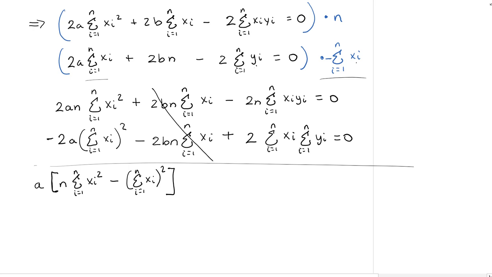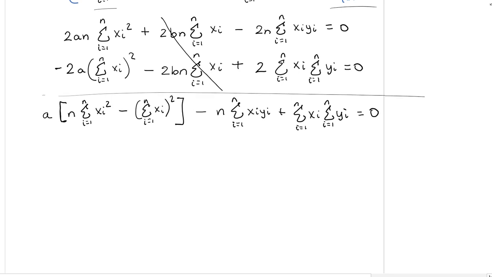And we are left with minus n summation of the product of x's and y's plus the product of the sums. And that's going to equal 0. We've eliminated b, so we can solve for a. It's going to look so intimidating, but I promise in the actual calculation, it's not going to be so bad.